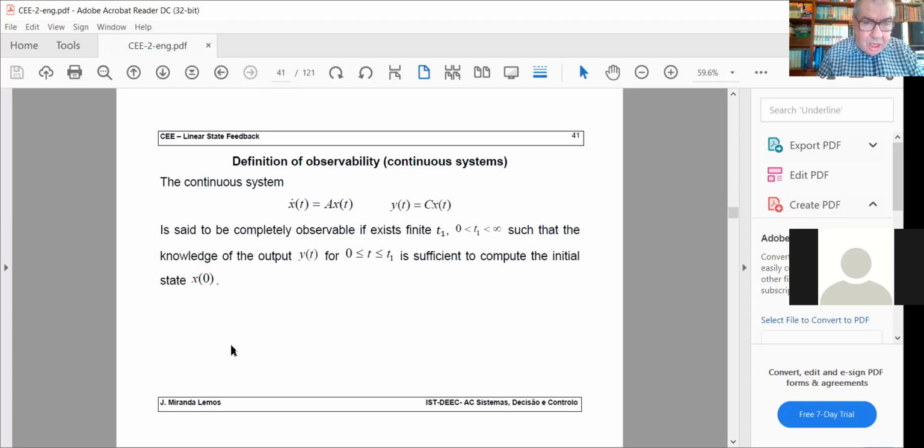Okay? You might be tempted to say, okay, but if I multiply y by the inverse of C, then I get x. Do you think this is correct?